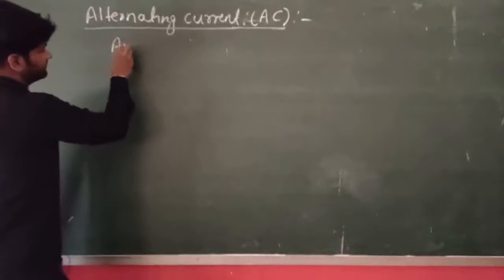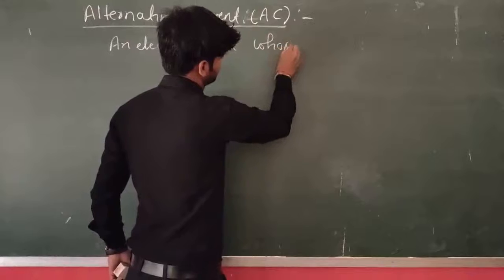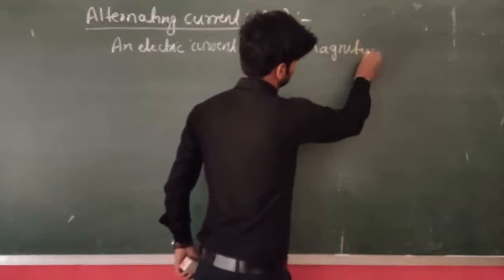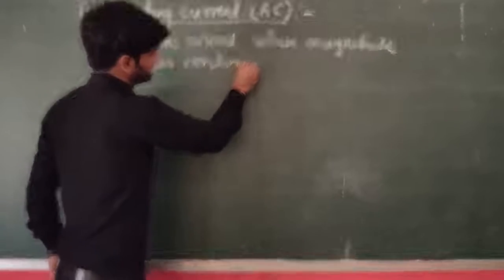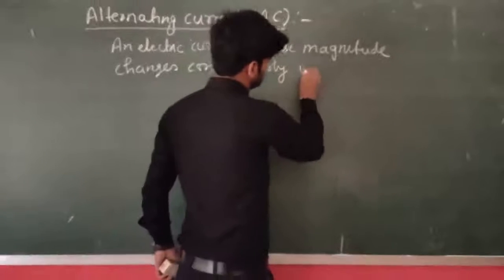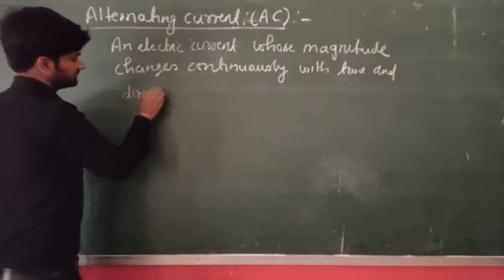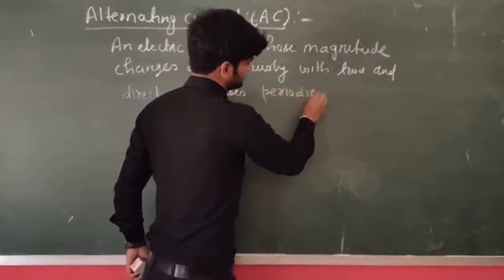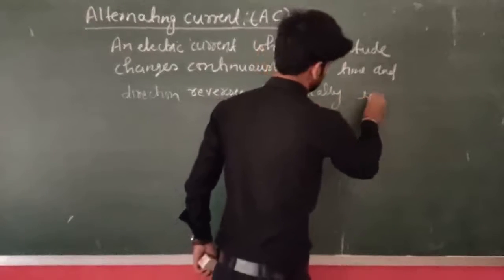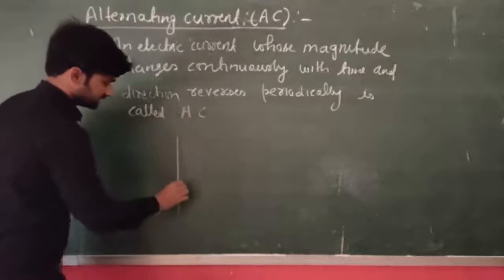AC. An electric current whose magnitude changes continuously with time and direction reverses periodically is called AC, alternating current. This is the graph related to AC.